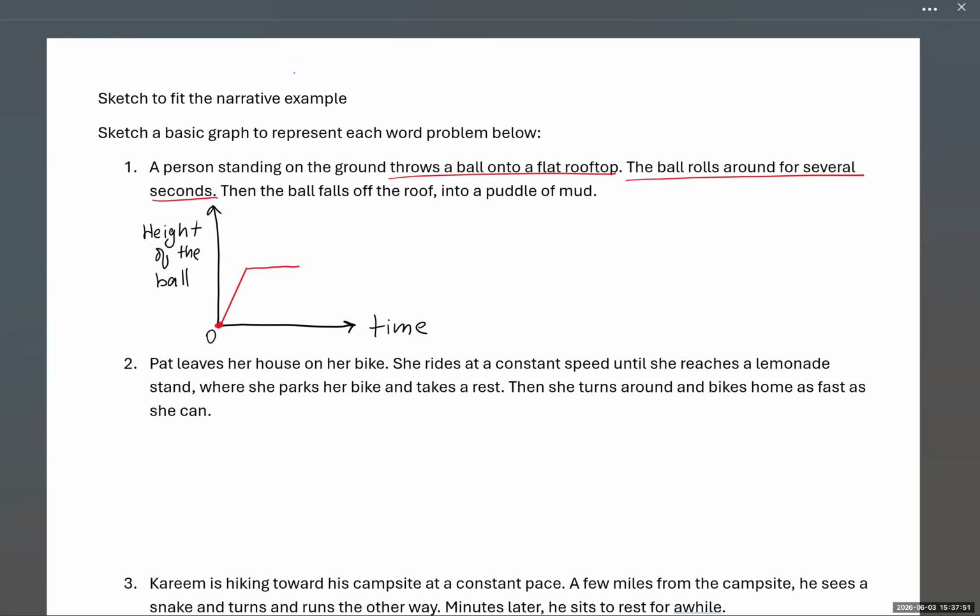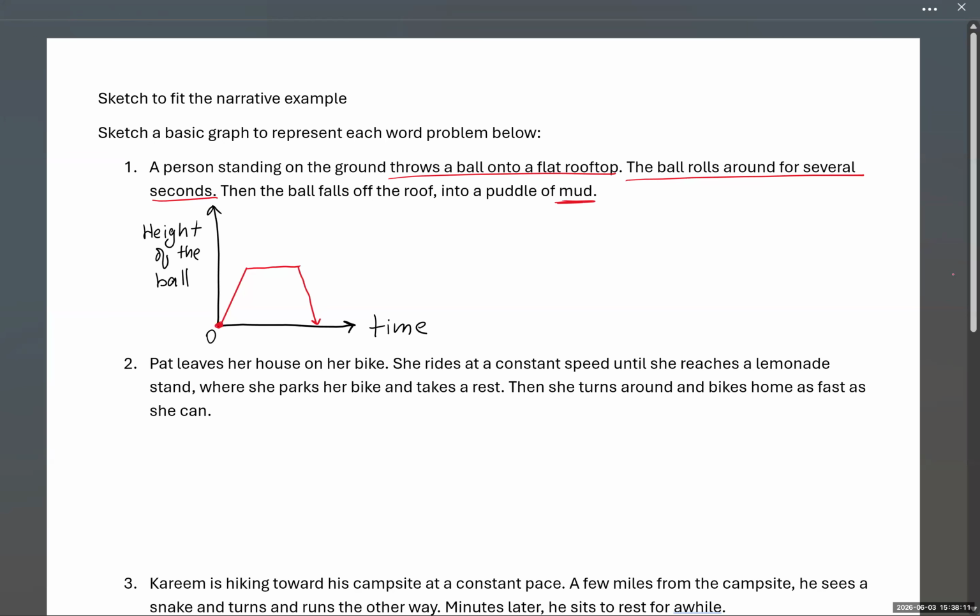Then the ball falls off the roof into a puddle of mud. That means it's back on the ground in the puddle of mud. So it has to go all the way down back to the ground level. So this is a sketch that follows that narrative. Let's try number 2.